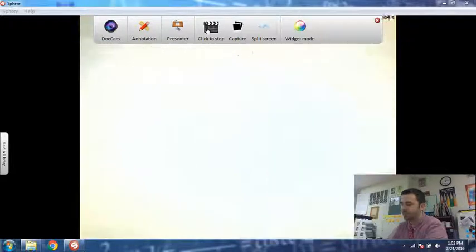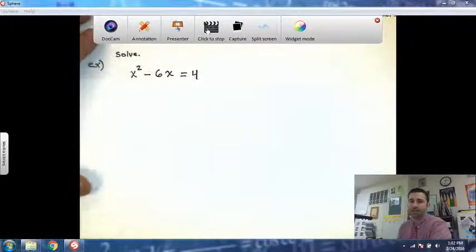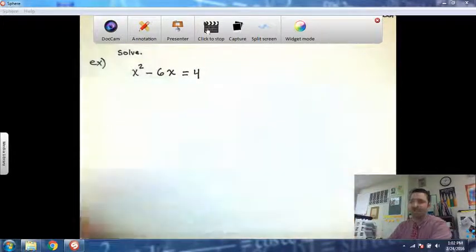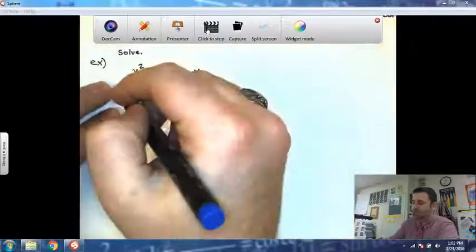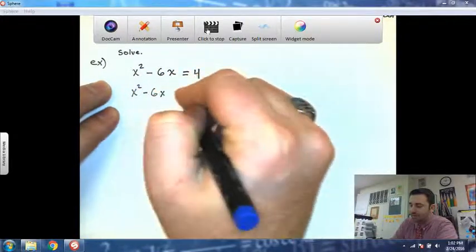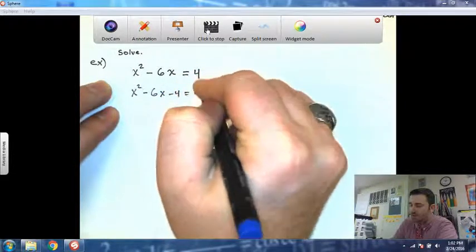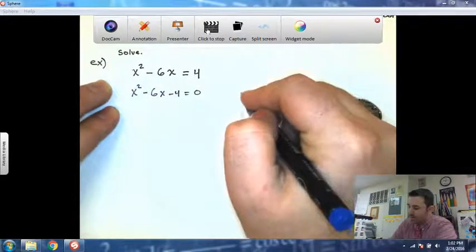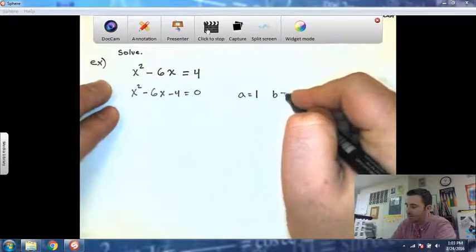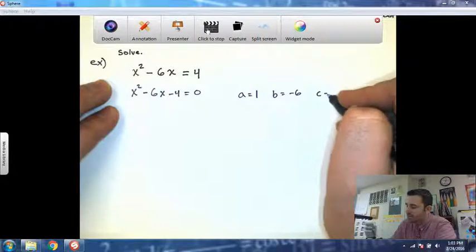So let's look at an example of how to solve using the quadratic formula. So x squared minus 6x equals 4. Well, first off, in order to solve a quadratic, we understand that the solutions are the x-intercepts. And to find the x-intercepts, that's when y is equal to 0. So we need to set our equation equal to 0, which I just did by moving the 4 over. Then I'm going to label the coefficients: an a coefficient of 1, a b coefficient of -6, and a c coefficient of -4.